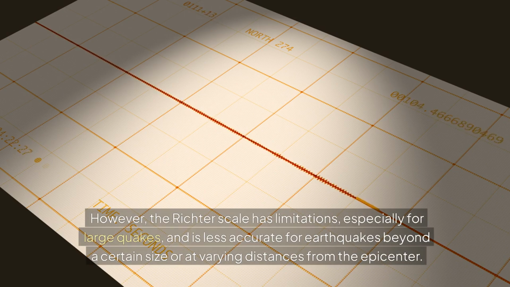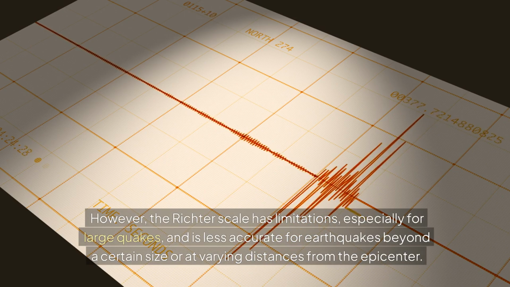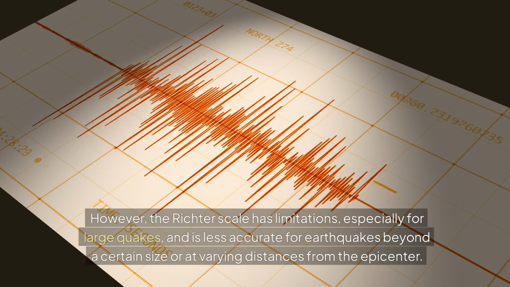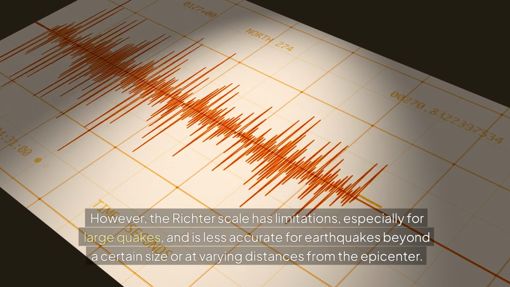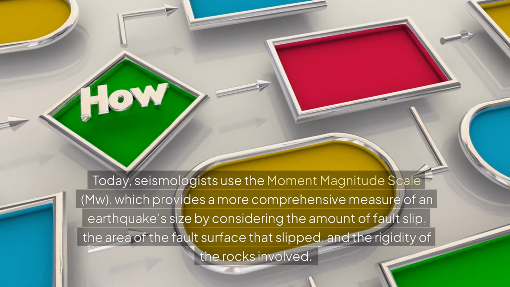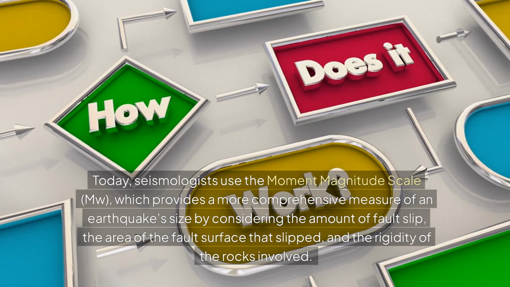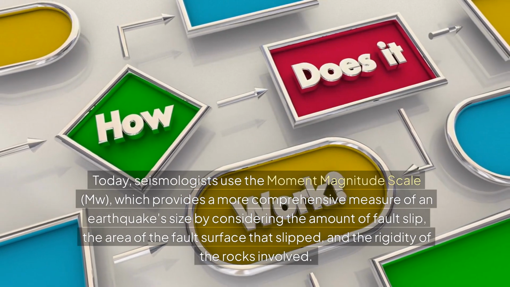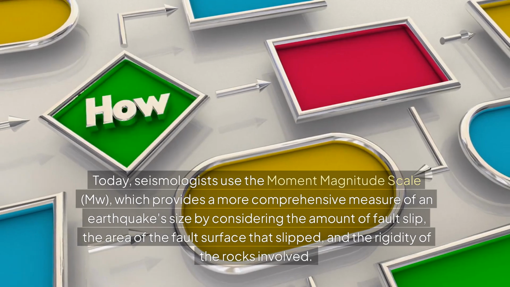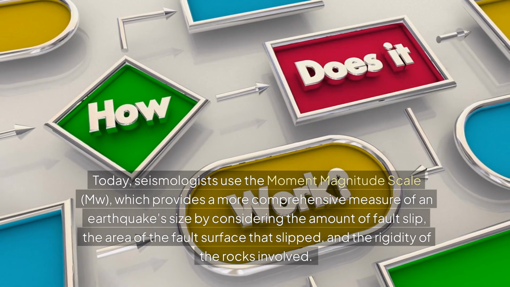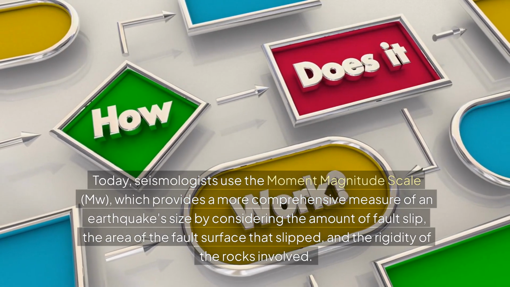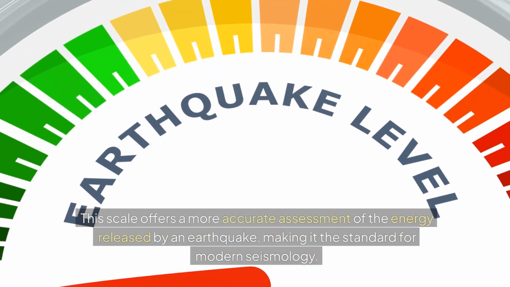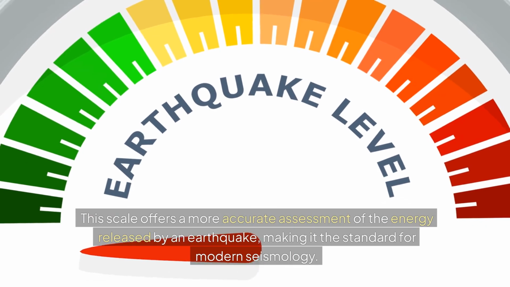However, the Richter scale has limitations, especially for large quakes, and is less accurate for earthquakes beyond a certain size or at varying distances from the epicenter. Today, seismologists use the moment magnitude scale, Mw, which provides a more comprehensive measure of an earthquake's size by considering the amount of fault slip, the area of the fault surface that slipped, and the rigidity of the rocks involved. This scale offers a more accurate assessment of the energy released by an earthquake, making it the standard for modern seismology.